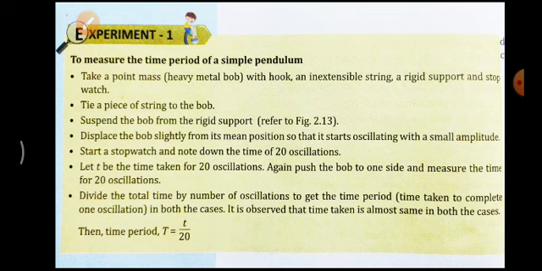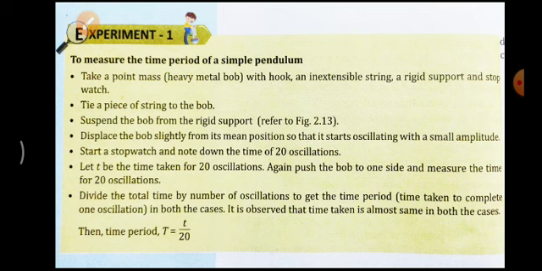Start a stopwatch and note down the time of 20 oscillations. While it is oscillating, we start the stopwatch and note how much time it takes to complete 20 oscillations. We count 20 complete oscillations and measure the time. Let t be the time taken to complete 20 oscillations.